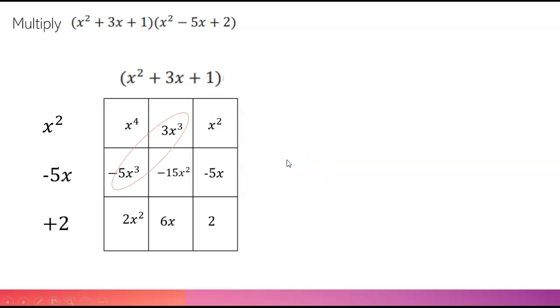So right here in this case, we can combine negative 5x to the 3rd and 3x to the 3rd power, which is equivalent to negative 2x to the third power. We can also combine 2x squared, negative 15x squared, and x squared, which equals negative 12x squared. And finally, we can also combine 6x and negative 5x, which equals positive 1x.